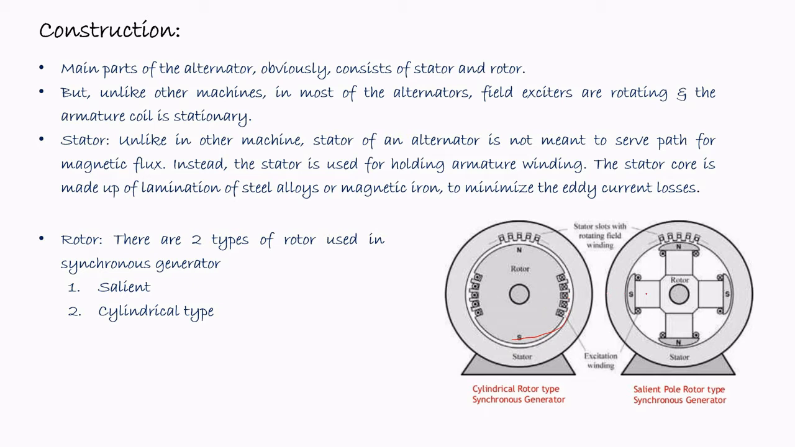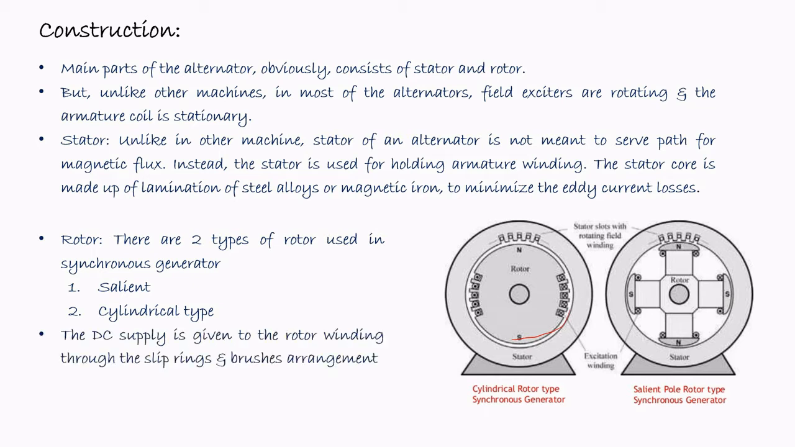On the other hand, in the case of a salient type machine, the rotor is like this. It has projected poles, and the air gap between stator and rotor is not uniform. As we can see, the air gap in this part is minimum and the air gap here is maximum. Basically, salient type rotors are used for low speed applications, whereas cylindrical rotors are used in high speed applications. That we will discuss one by one.